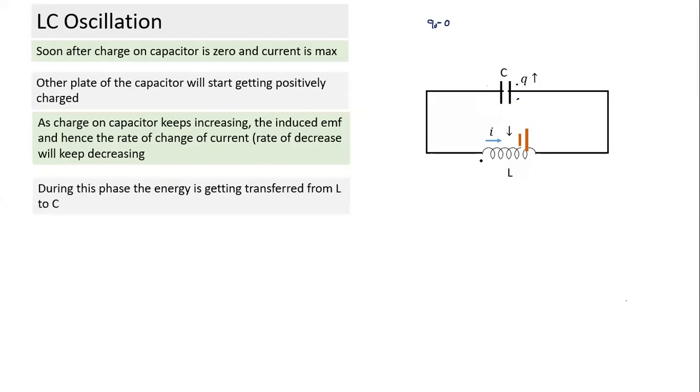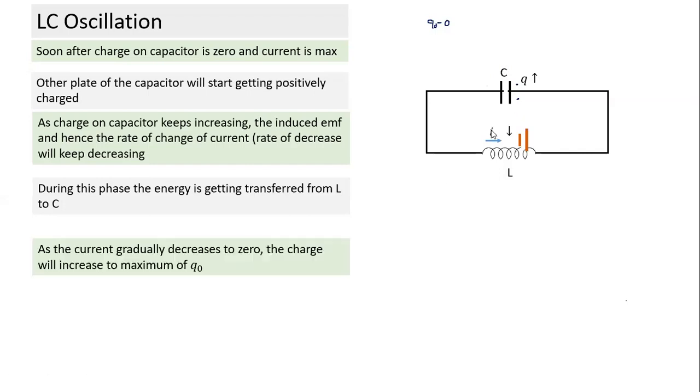And during this phase, what is happening? The current decreases, which means the energy in the inductor is decreasing, and the charge on the capacitor is increasing, which means the energy stored in the capacitor is increasing. So in this phase, energy is getting transferred from the inductor to the capacitor. As the current decreases, anything which keeps decreasing will finally come to 0. During this phase, the charge on this plate has gone from 0 to plus Q0, and accordingly the charge on the other plate goes from 0 to minus Q0.